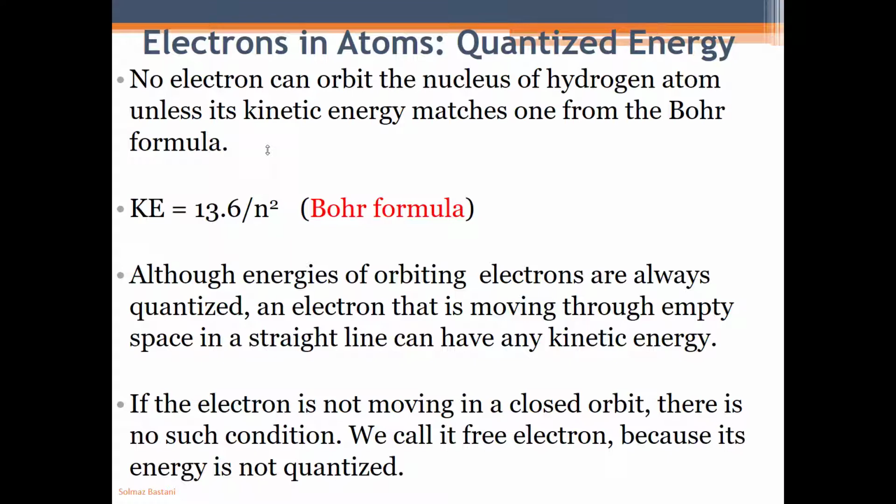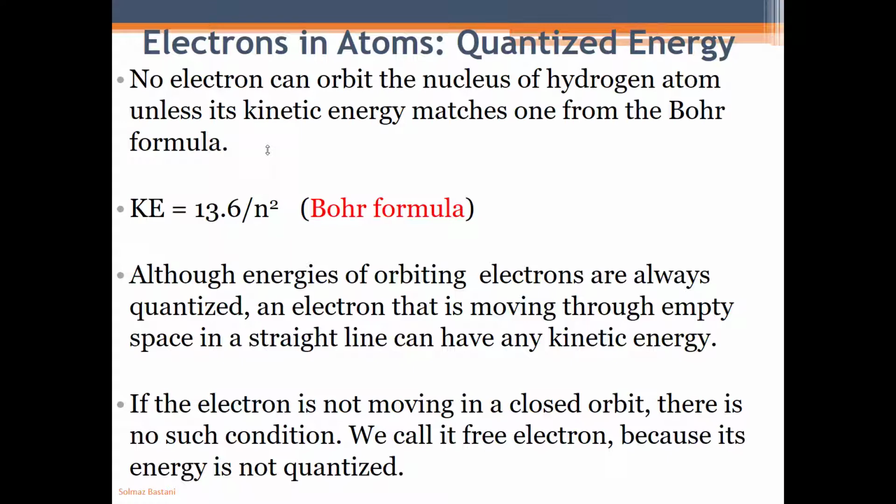All right, so no electron can orbit the nucleus of a hydrogen atom unless its kinetic energy matches one from the Bohr formula. And although the energies of orbiting electrons are always quantized, an electron that is moving through empty space in a straight line can have any kinetic energy.